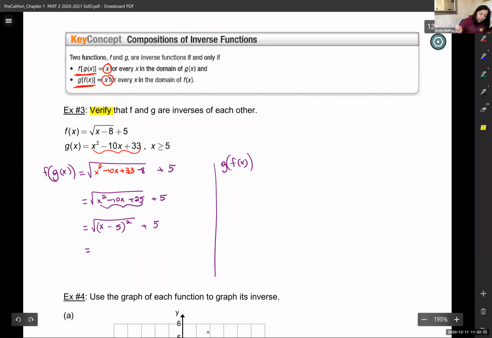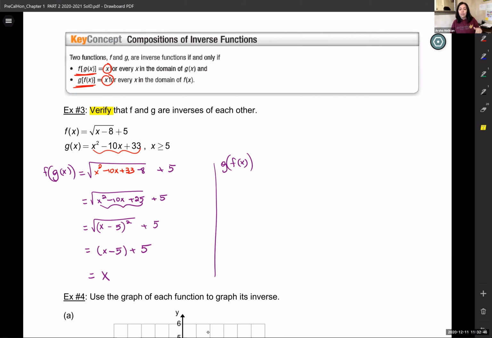But what's the square root of x minus 5 squared? Is it just x minus 5? Oh my God, it is. Plus 5. What do we get? X. How fantastic is that? Right, we're halfway there. We did f of g of x and we got x.